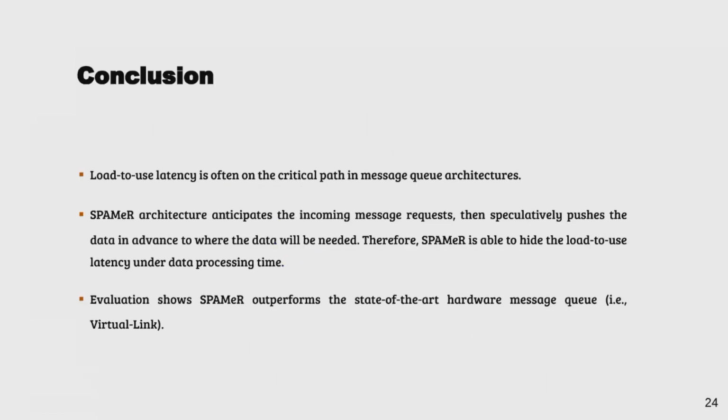In summary, we show that massive queues with distributed buffers might waste time on load-to-use latency. So we propose the SPAMeR speculation mechanism as a solution to hide the load-to-use latency. And we show this design is able to improve the performance on top of a state-of-the-art massive queue architecture.